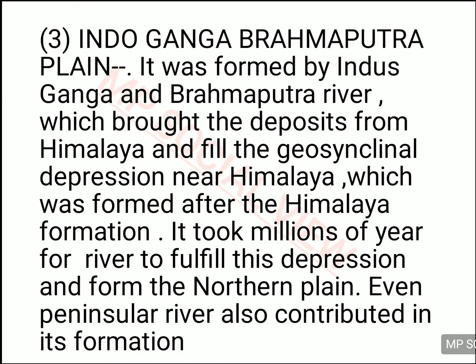So actually what happened when the peninsular block collided with the Tibetan block, the Himalaya was formed. But during its formation, what happened? All the plates were getting uplifted. At that time, a depression, a faulting, was created between the peninsular block and the Himalayan block. This depression needed to be filled, and it was filled mostly by three rivers. Many others also contributed, but the depression was mostly filled by the Indus, Ganga and Brahmaputra.